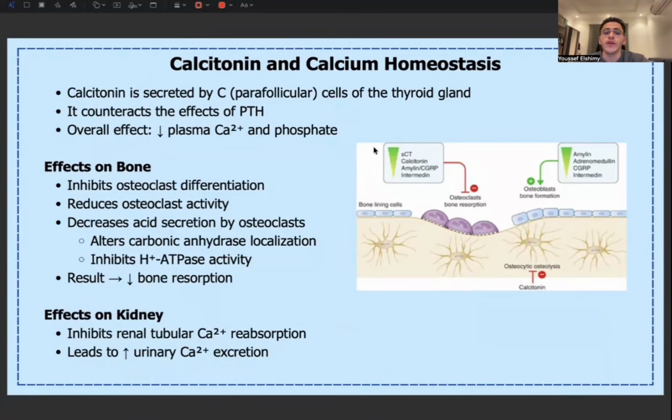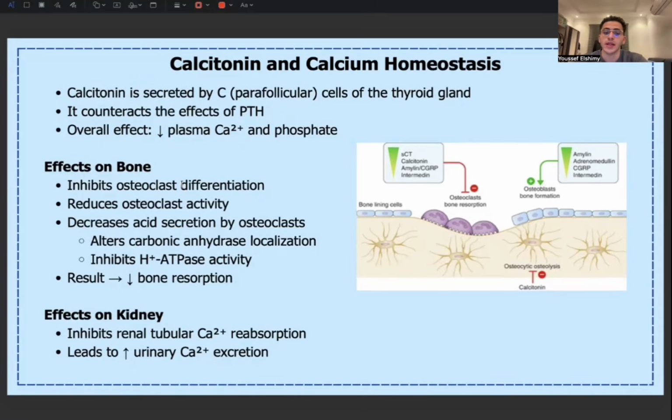Okay, so moving on to another hormone, which is calcitonin, and it also plays a role in calcium homeostasis. Calcitonin is secreted by the C cells, which are also called parafollicular cells, found in the thyroid gland. It basically counteracts the effects of parathyroid hormone. So everything we mentioned about PTH, it literally counteracts those effects. As an overall effect, it would lead to decreasing the plasma calcium and phosphate levels. How does it do that?